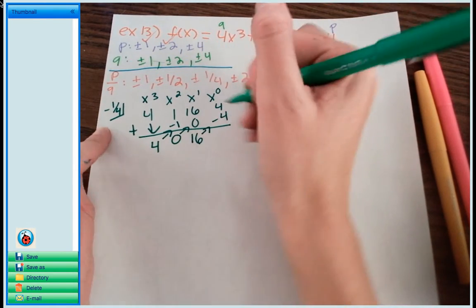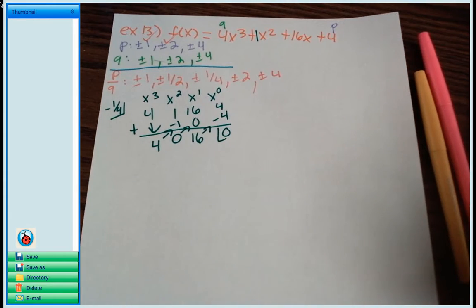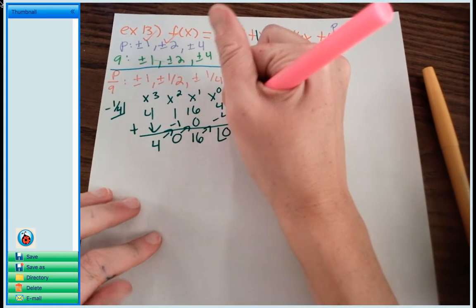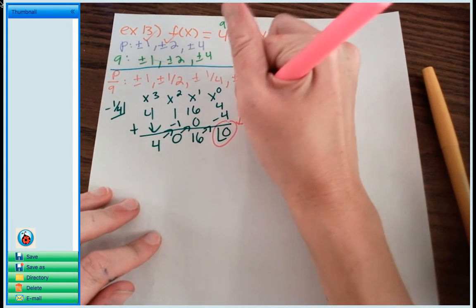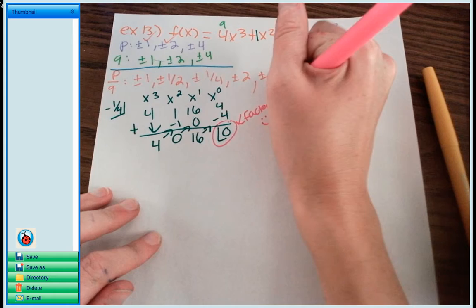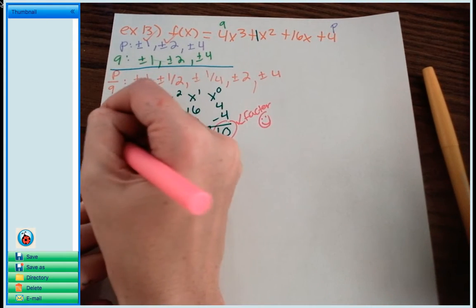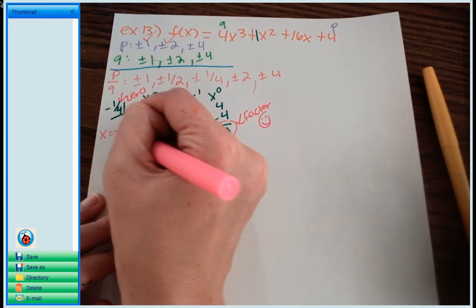Holy hot dog, 4 minus 4 is 0. You guys are so good at guessing zeros. We found it on the first try. Man, you guys are awesome. So yay, this tells us we have a factor. Yay! Which means that this is a 0. So our 0 is x equals -1/4.